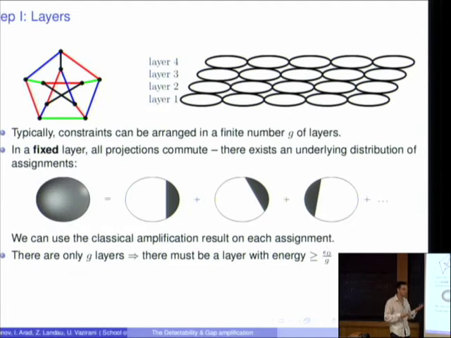So how do we proceed from here? The idea now is to work with layers, and a layer in a constraint system we define to be a set of constraints that don't touch each other. For example, in this one-dimensional system, a layer is just this horizontal set of constraints. These constraints don't touch each other; they don't intersect each other.